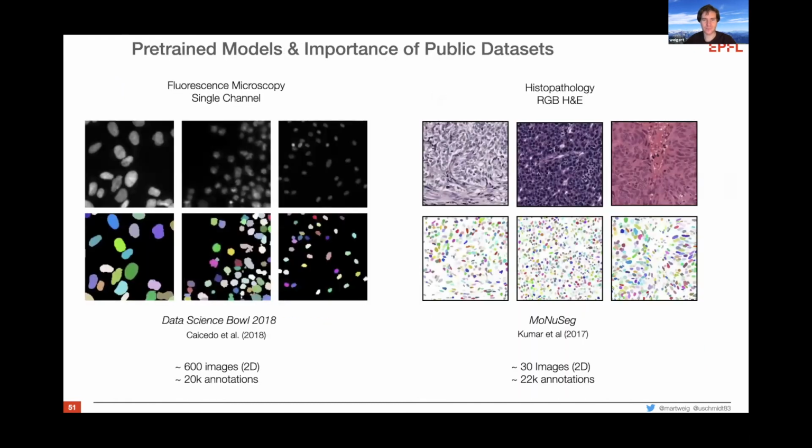And we already have pre-trained models for 2D fluorescence microscopy. So this is the Kaggle challenge data set, where you have fluorescently labeled nuclei. And for RGB images, H&E staining and histopathology, where we use a publicly available data set. And these two models are already in the Fiji plugin.